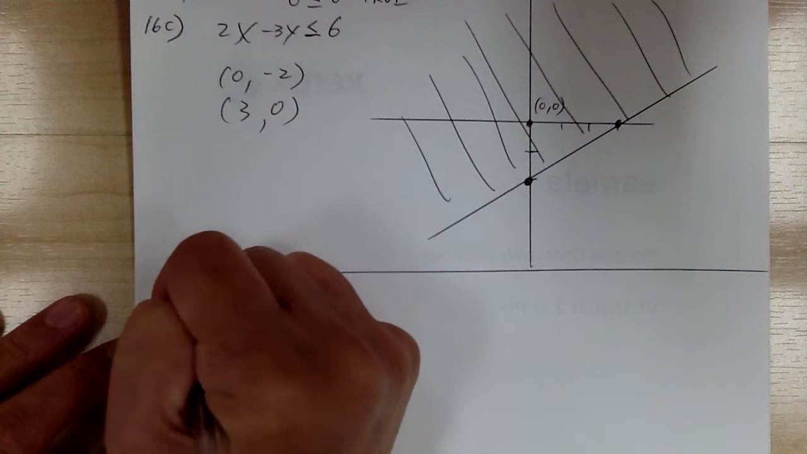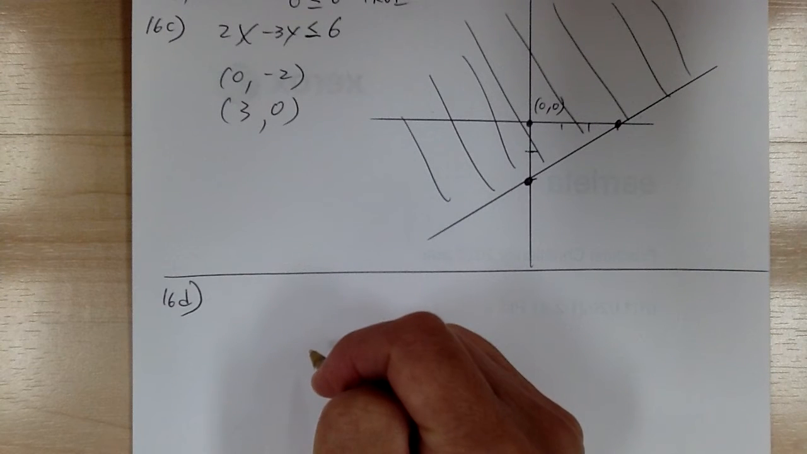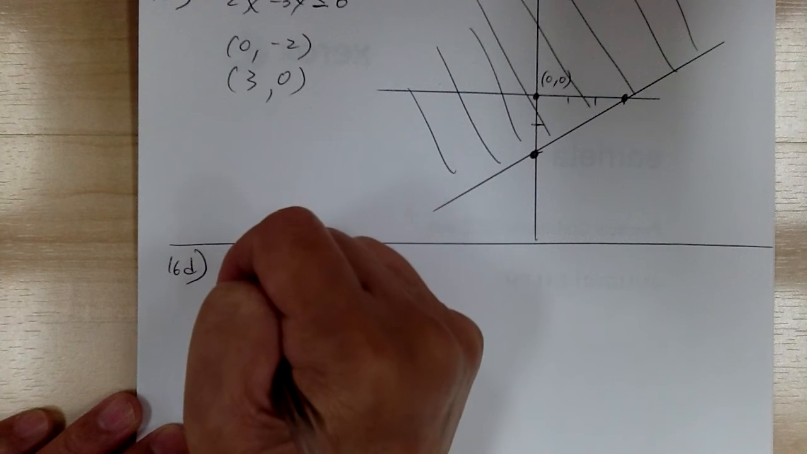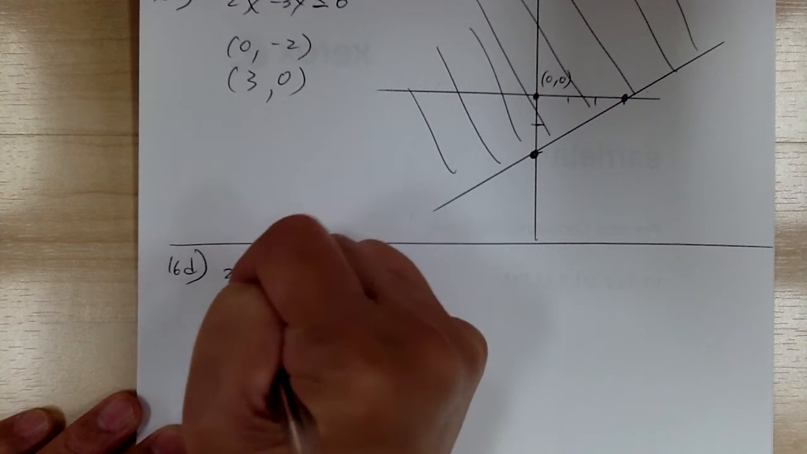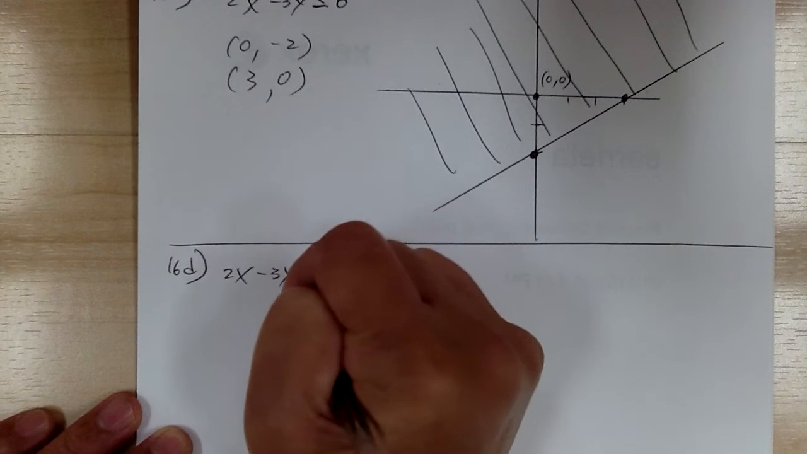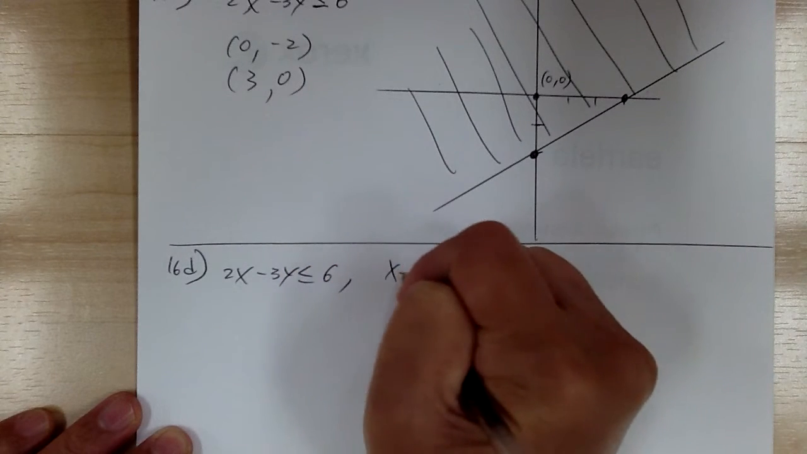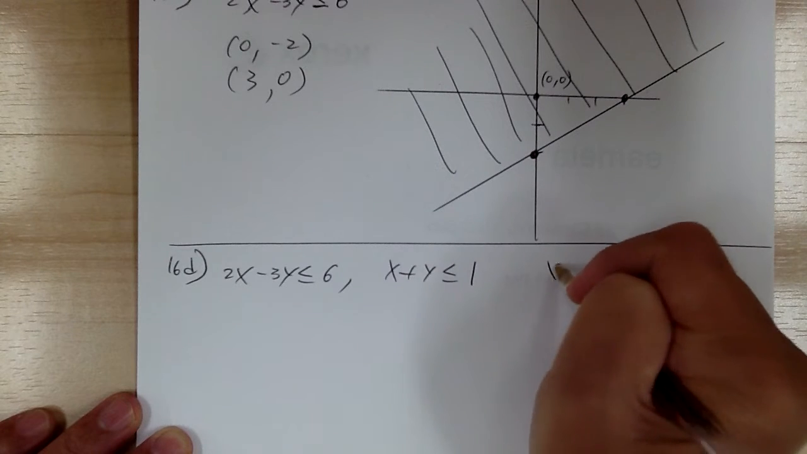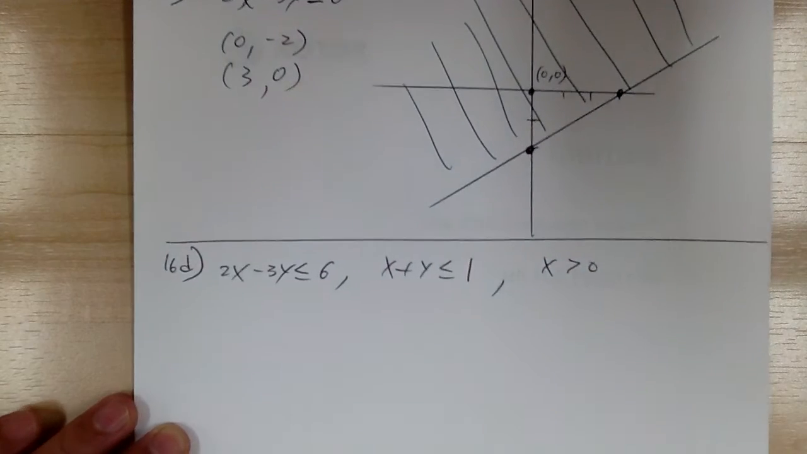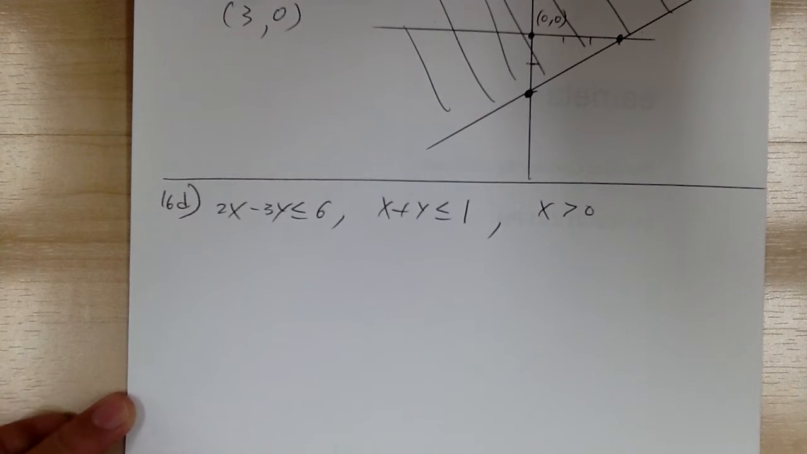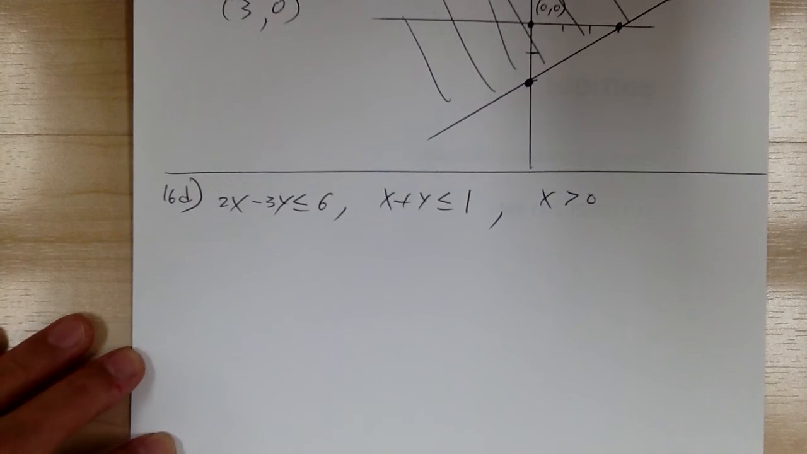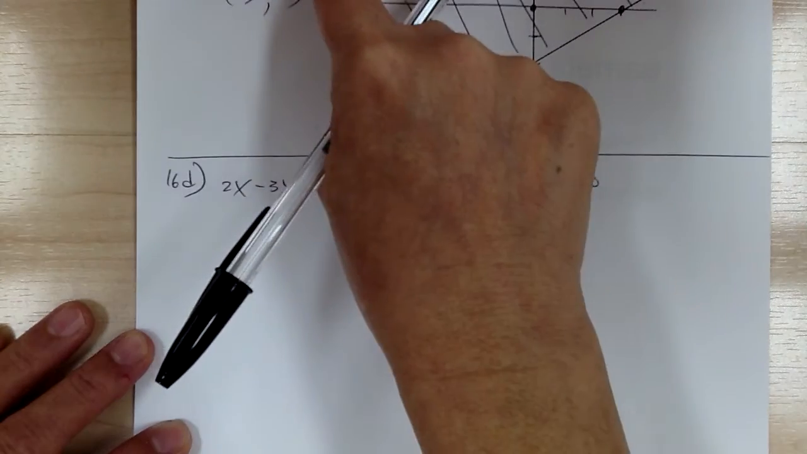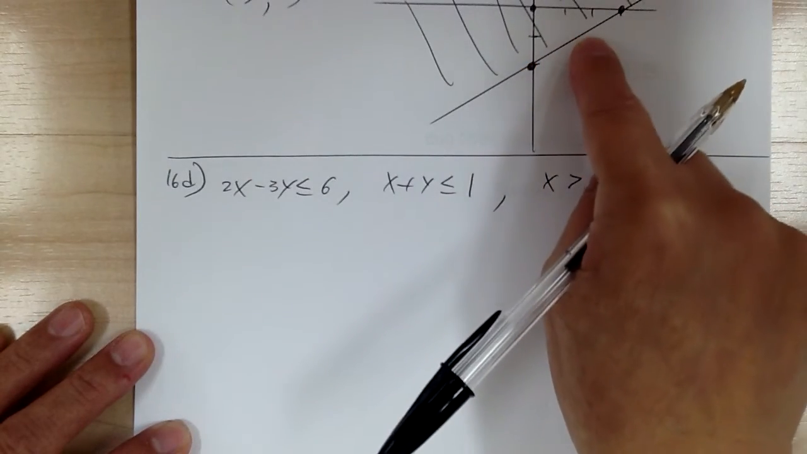Okay, let's go to 16D. You have three inequalities. You got 2x minus 3y less than or equal to 6, x plus y less than or equal to 1, and x greater than 0. When you have three inequalities, you want to do one at a time, and you want to do the hardest one first. So let's do this one, which is from here, so it's going to be this picture over here.